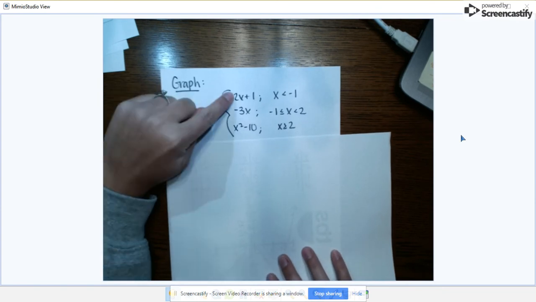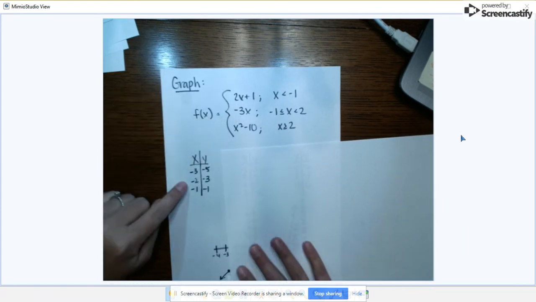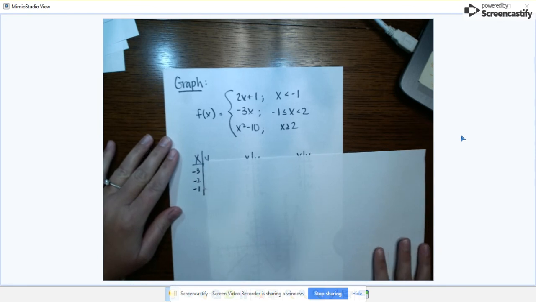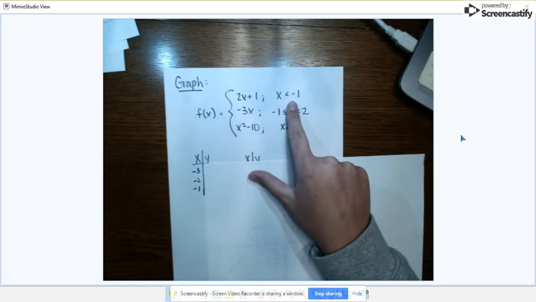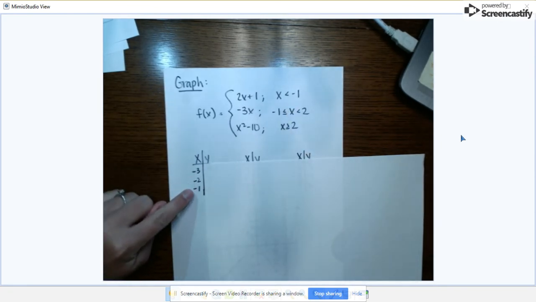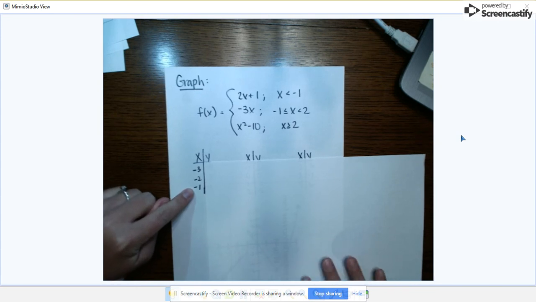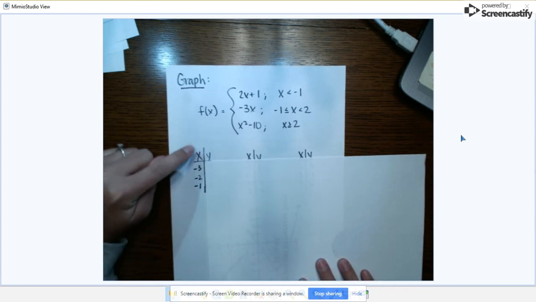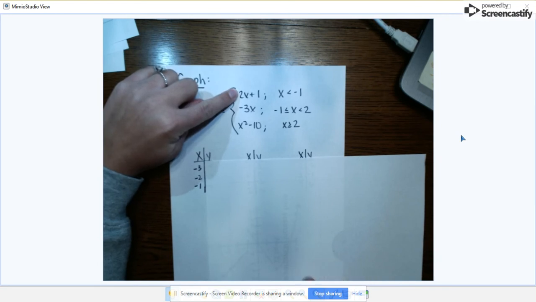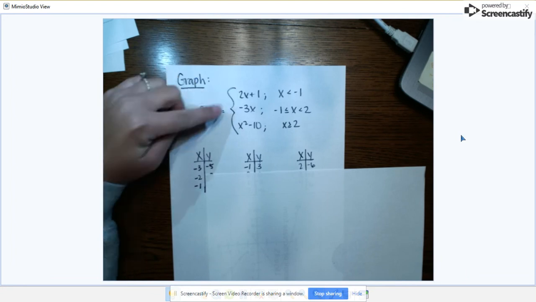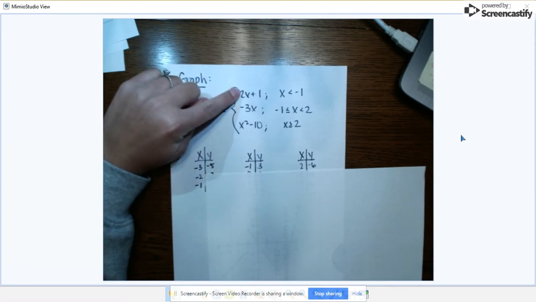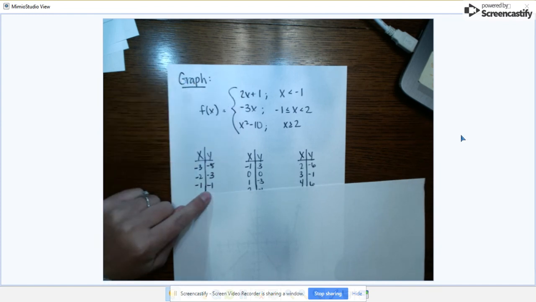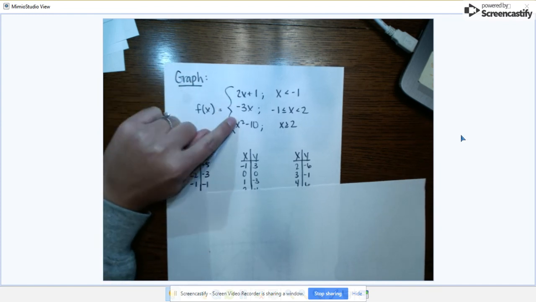So this first piece, 2x plus 1, I went ahead and chose x values that were less than negative 1. So negative 3, negative 2, and negative 1 are the x values that I chose. I went ahead and plugged negative 3 into this function. So 2 times negative 3 is negative 6 plus 1 gives me negative 5. And then negative 2 times 2 is negative 4 plus 1 is negative 3. Likewise with negative 1.